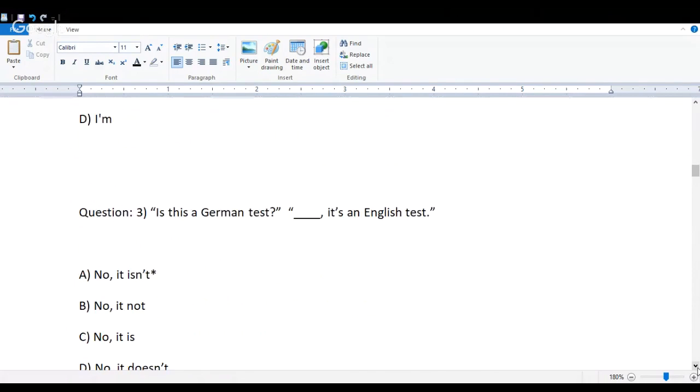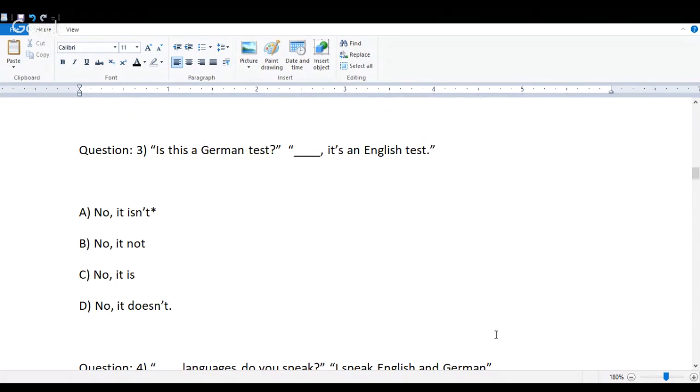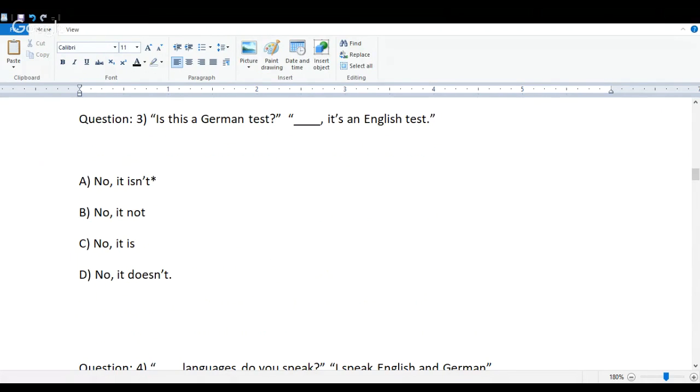Oops. Clicking on things and I don't know where my mouse is. Here we go. Okay. So question 3. Is this a German test? It is an English test. So why is it no? It isn't, because of no, it isn't.